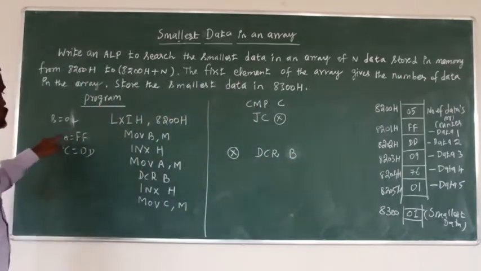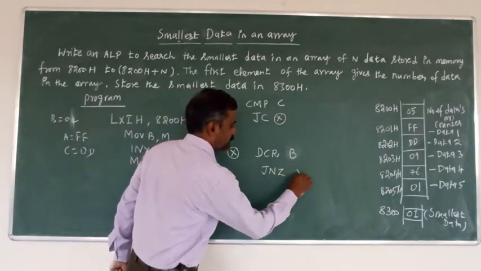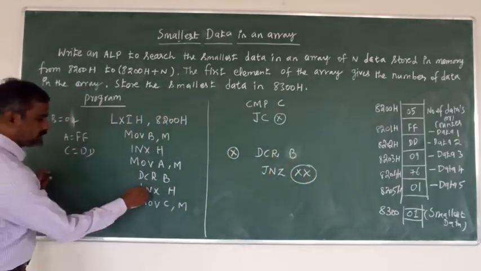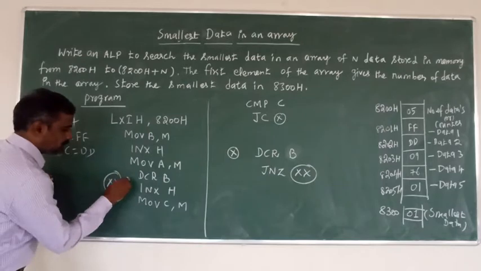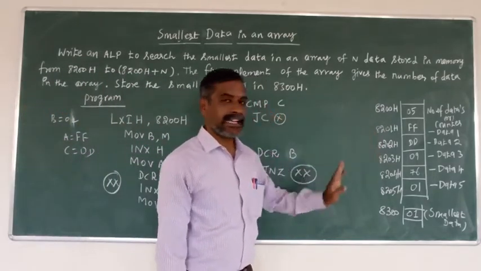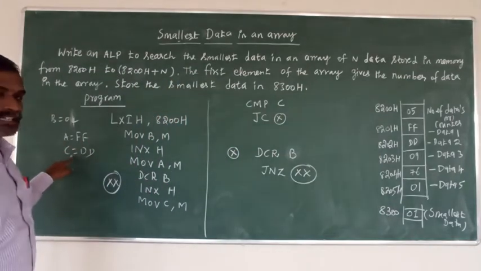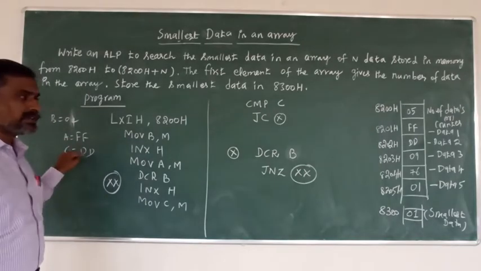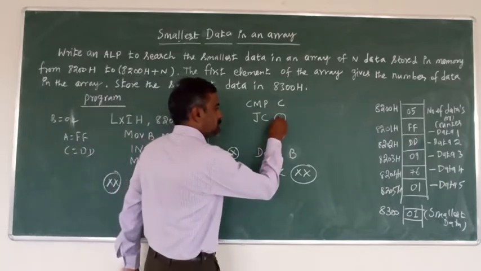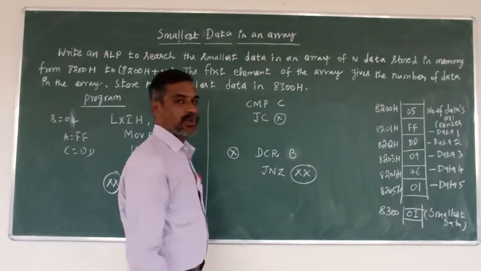Now B equals 03. Now to check whether it is 0 or not. B register is not 0, so jump again to this address location. Now to increment the memory address to get the second data. But here the accumulator is FF and C register is DD. Now to compare these two, here the carry flag will be reset condition. Reset means this condition will be unsatisfied. Unsatisfied means execute the next address location.